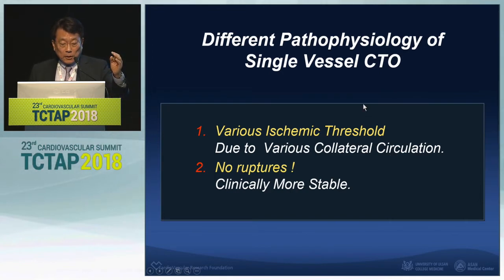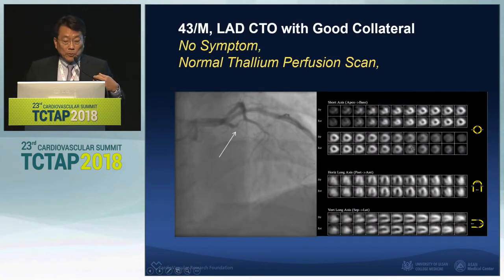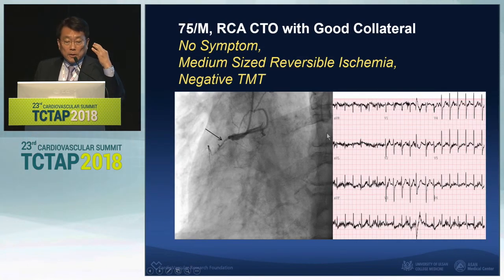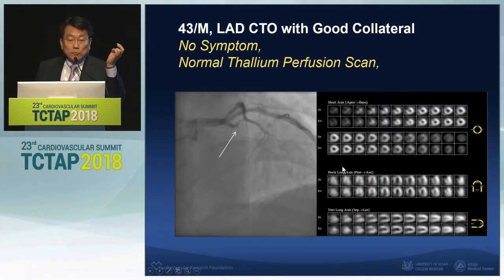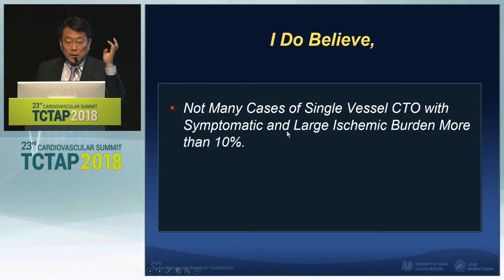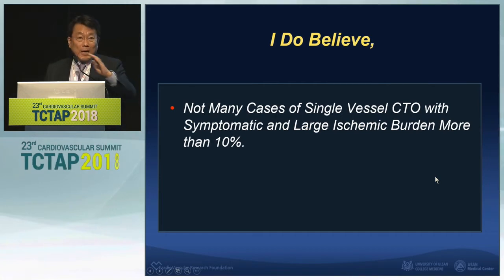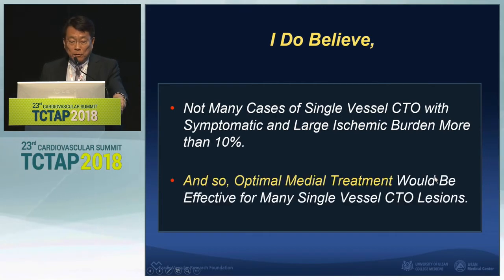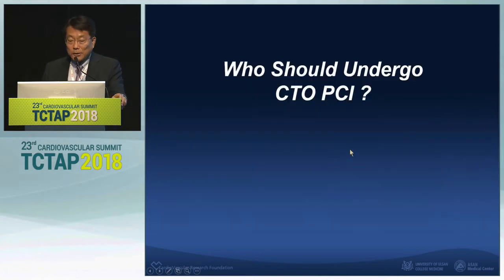A totally occluded vessel is, I believe, clinically more stable. The meaning is that these are extreme and small cases: normal saline perfusion scan, no symptoms, negative exercise test. Not many single vessel CTO cases are symptomatic with a large ischemic burden of more than 10%. You know that, I know that. In our patient clinic, many single CTO patients have no symptoms and are quite happy with their life. So optimal medical treatment would be effective for many single vessel CTO lesions.